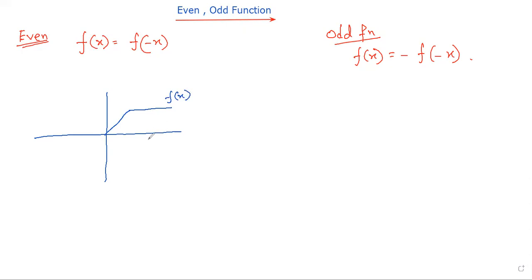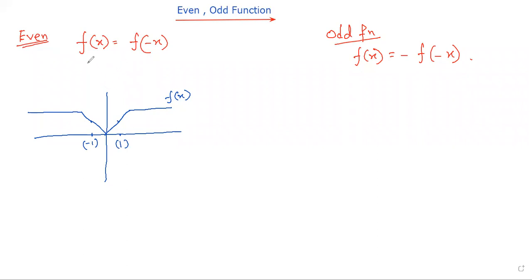Now, in this case, for plus x or minus x, these two values are not the same. But let's say this function is given in this format. This f(x) is like that. What happened? At x equal to minus 1, whatever the value of f(x), at plus 1 the value of f(x) is the same. So what is the requirement for an even function?